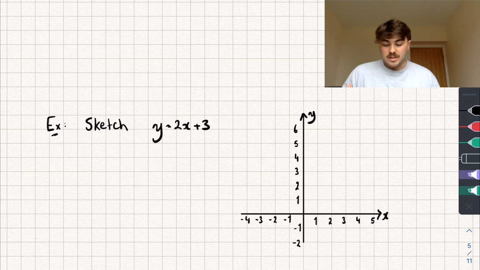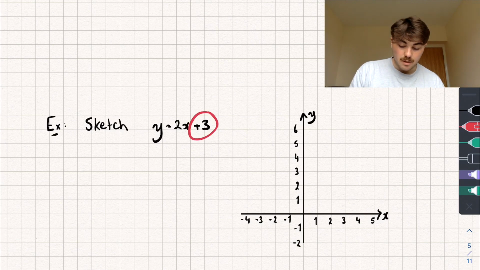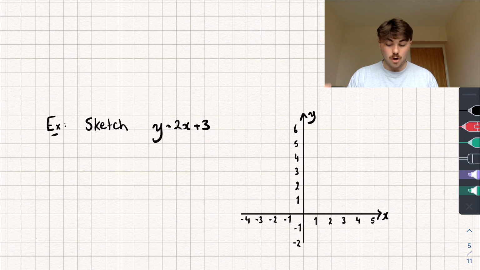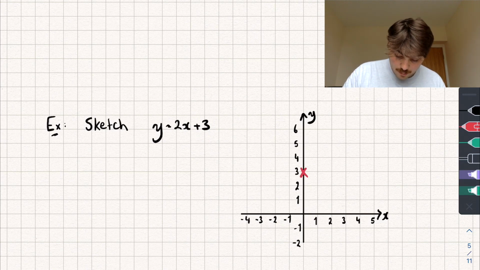Okay, so let's start off with the easiest one, which is where it cuts through the y-axis. And so for this straight line equation we've been given here, we can immediately see it's when y is equal to 3 because of our value of the plus c, our constant on the end. So it's going to be at this point here.